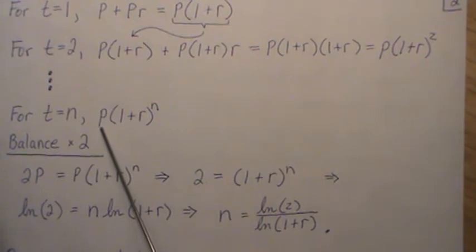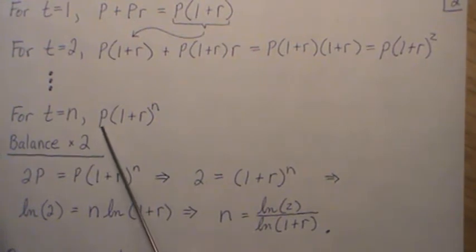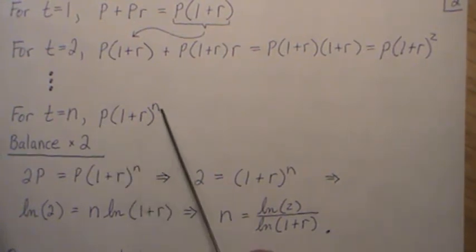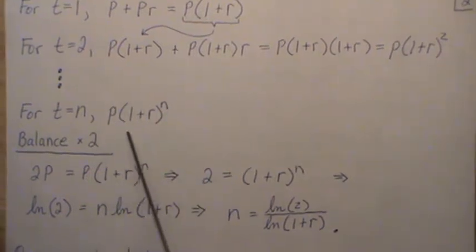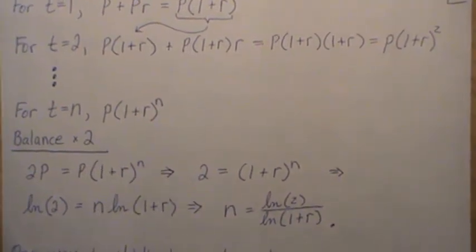And your future value is P, your principal balance, times 1 plus R raised to the nth power. And that's your future value, okay? So now how do you calculate how long it takes for our principal balance to double?